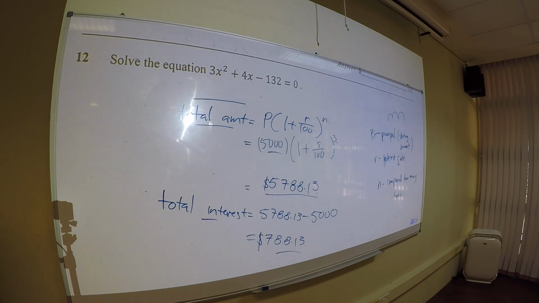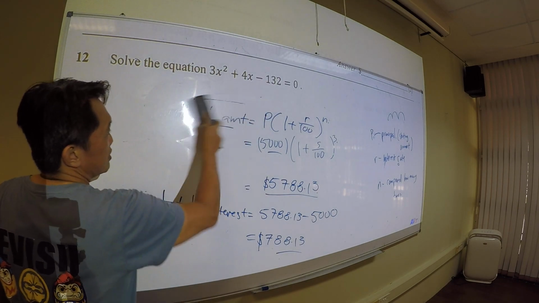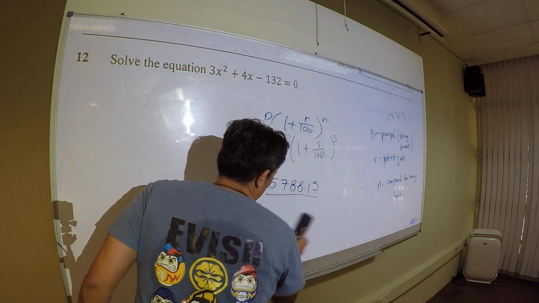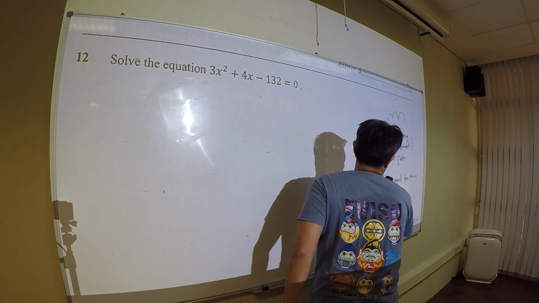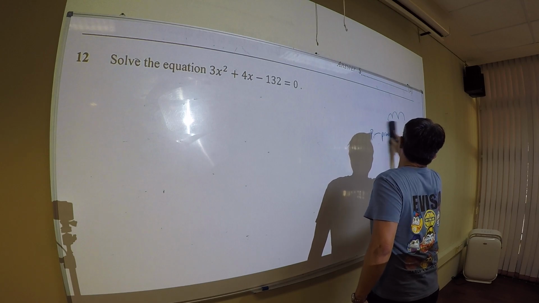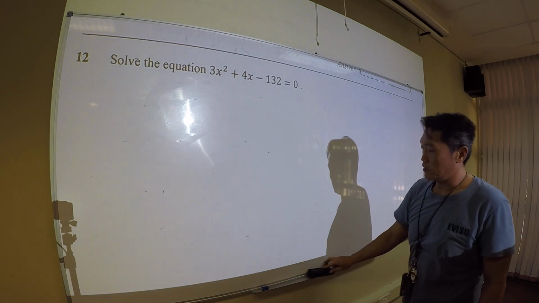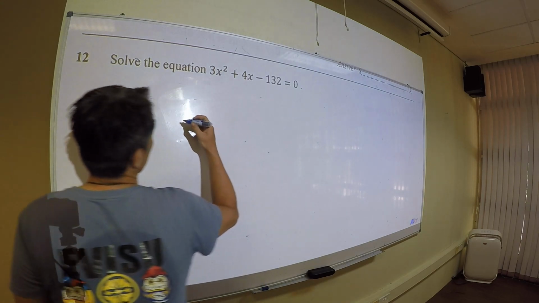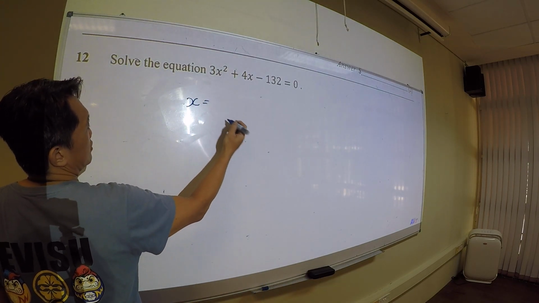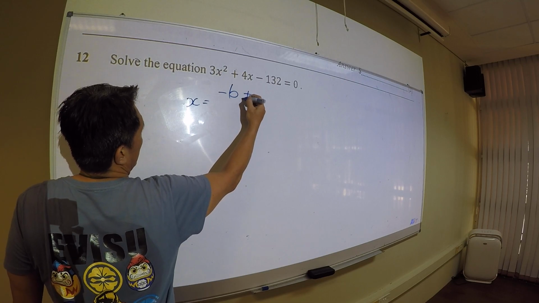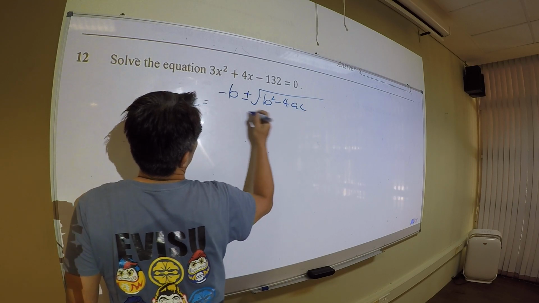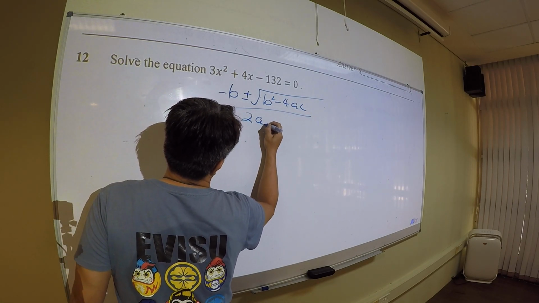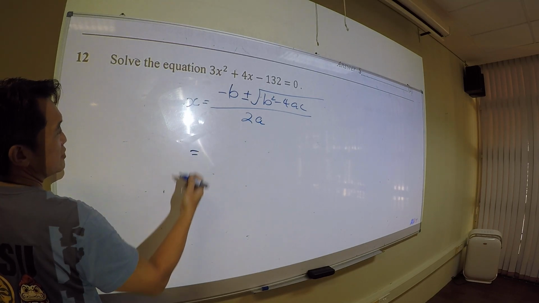Solve quadratic equation. Quadratic means got x squared, got x number. So again, it is just like what we did just now. You need to apply your formula. The formula is x equals negative b plus minus square root of b squared minus 4ac, divided by 2a. Okay, this one is not given, you just have to remember.